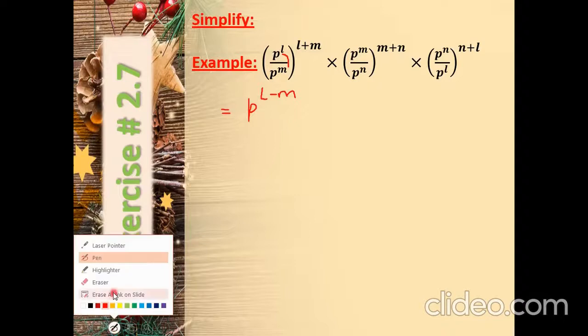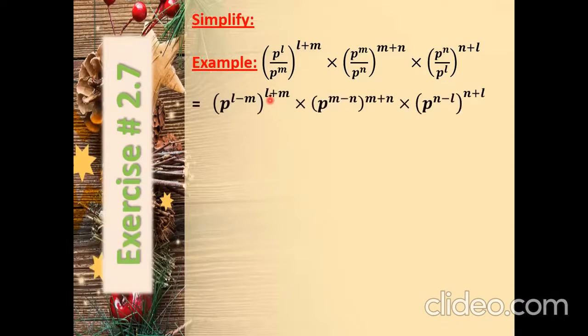So we are going to write it down in this form. We have taken the same base, which is P, and then their powers will be subtracted. This is my m, so when you shift it upward, it will become minus m. So you will write P to the l minus m, and it has whole power, which is l plus m. Multiply by, again you will repeat the same criteria, same base P, and then shifting n upward, it will be m minus n, and it has whole power, which is m plus n.